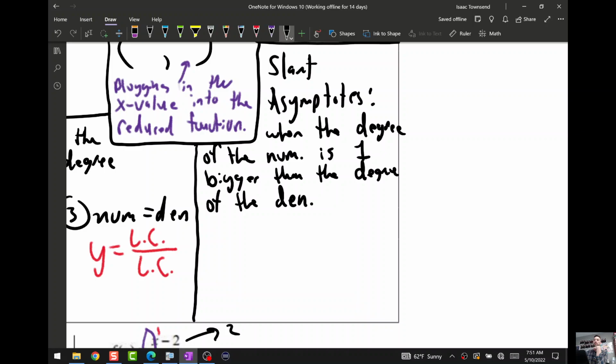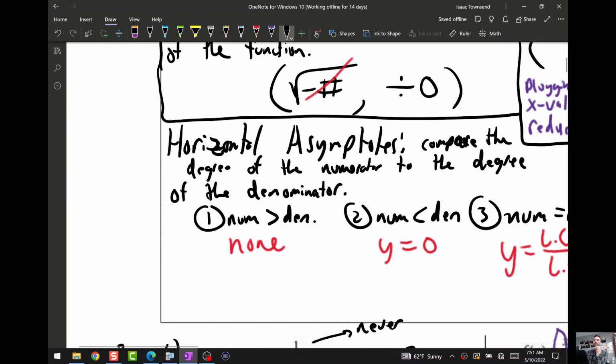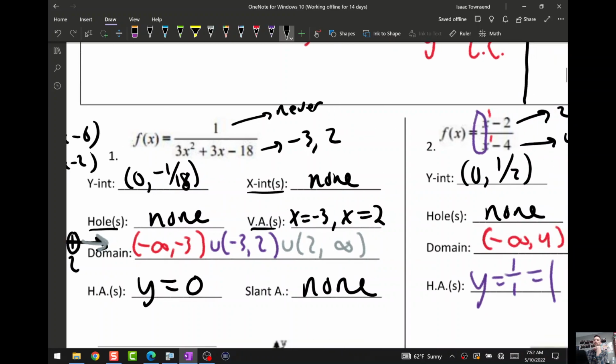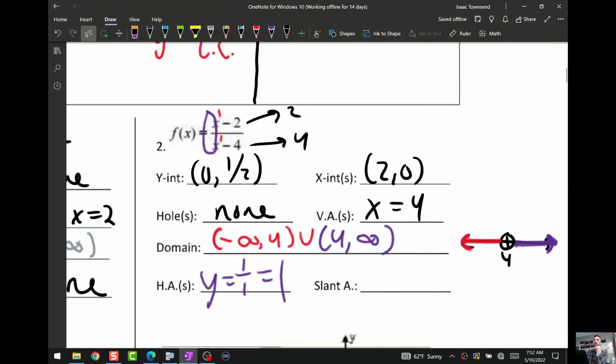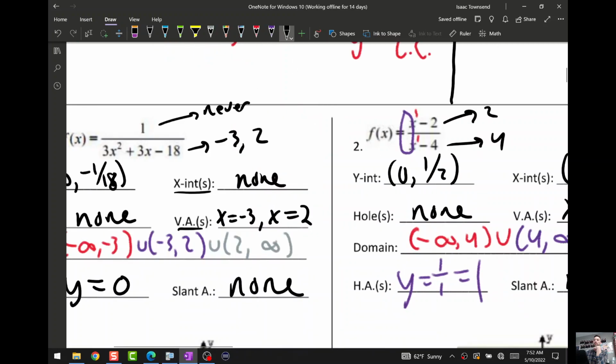So let's actually do that for the first 5, and then we'll come back and talk about how to find it if it has one. Okay, so question 1, the degree of the numerator is not 1 bigger than the degree of the denominator, so no slant asymptote. Again, don't leave it blank, you need to say none. Leaving it blank makes it look like you don't know. Question 2, the degrees are equal, but that's not what it says. It says the degree of the numerator needs to be 1 bigger. So number 2 doesn't have a slant asymptote.